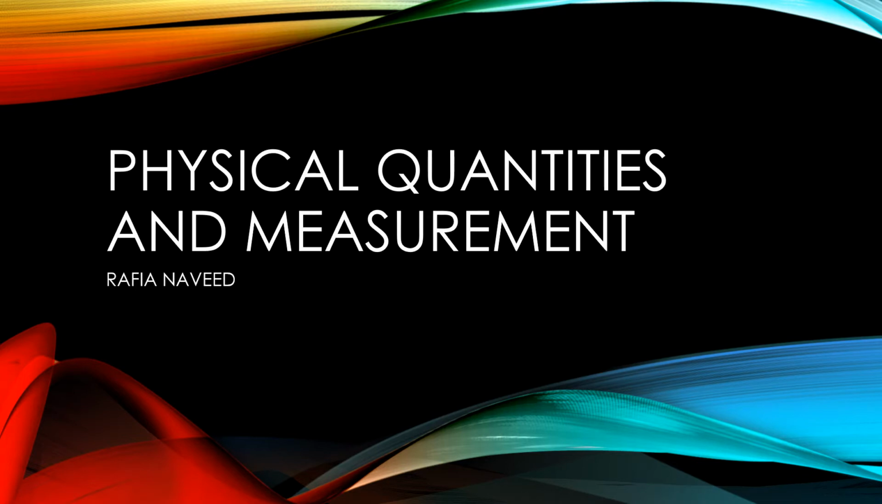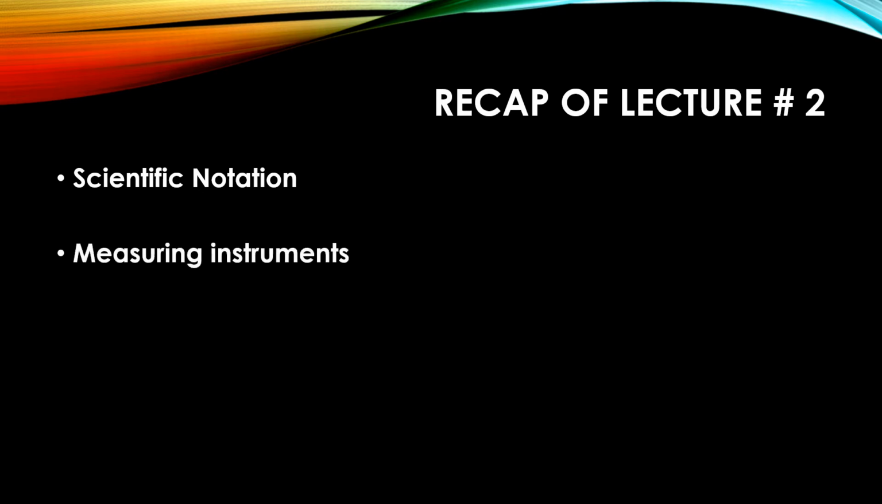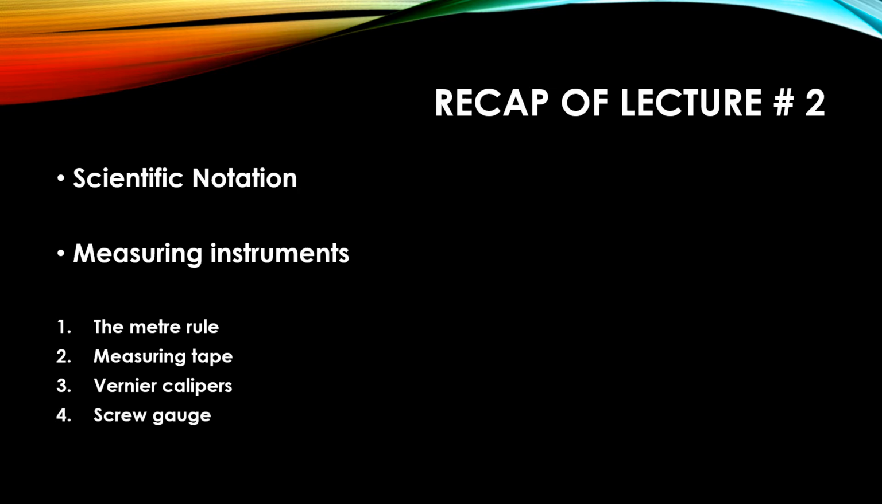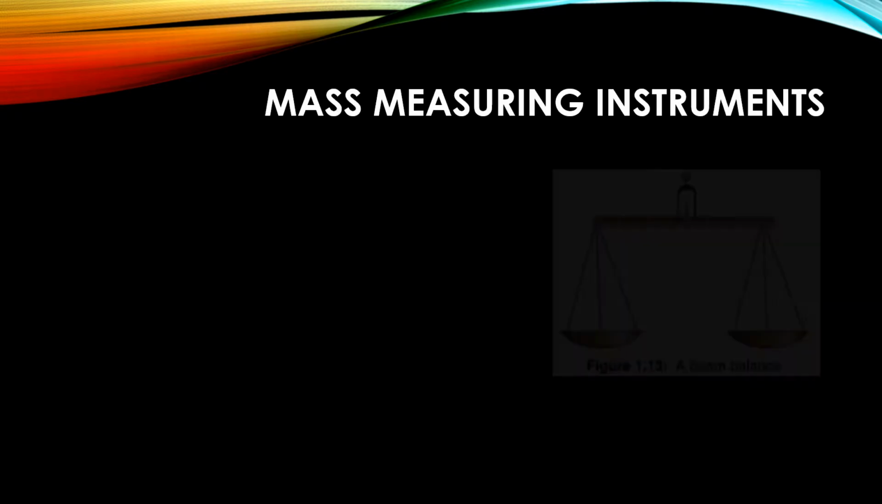The name of the unit is Physical Quantities and Measurement. But first, let's have a recap of lecture number 2. In the previous lecture, we studied about scientific notation, measuring instruments, in which we studied about meter rule, measuring tape, vernier calipers, and screw gauge. In this lecture, we will study about mass measuring instruments.